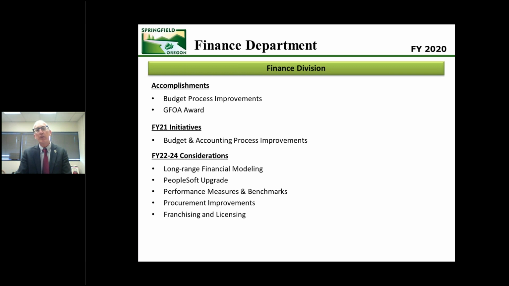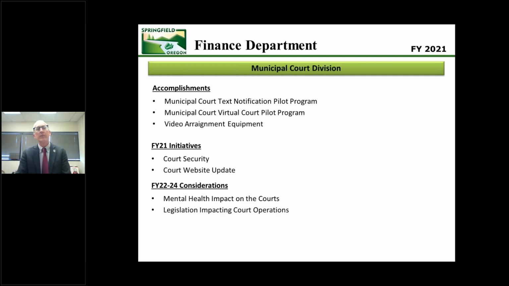And then performance measures and benchmarks. This is something that allows us to see how we're doing in terms of services and their cost with our peers. So this is something that we hope to turn to and focus on here in the future as we're able to simplify our processes. With that, I'm going to move on to the court division.